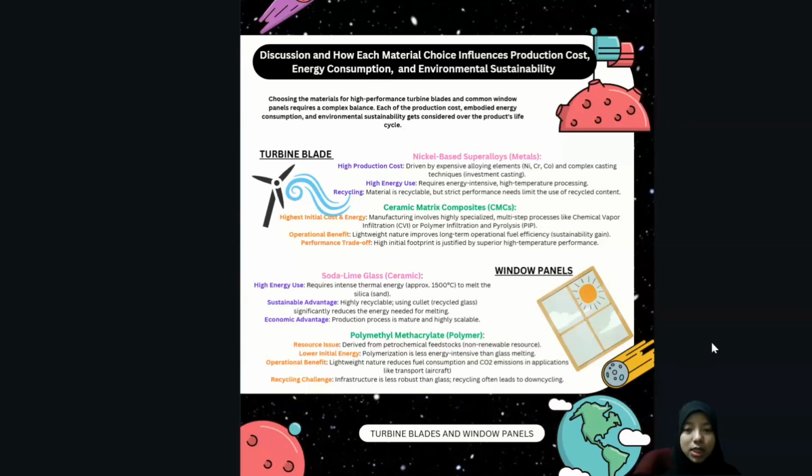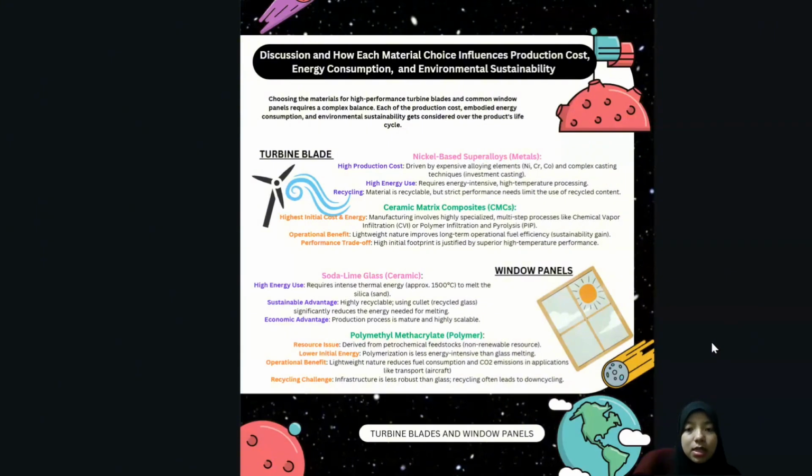Moving on to window panels, soda lime glass requires very high melt temperature, which results in high energy usage during production. However, it offers a major advantage in terms of recyclability. The use of recycled glass reduces melting energy and makes the process both economical and environmentally efficient.